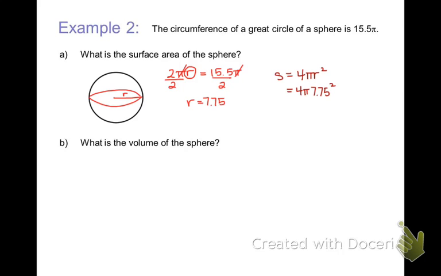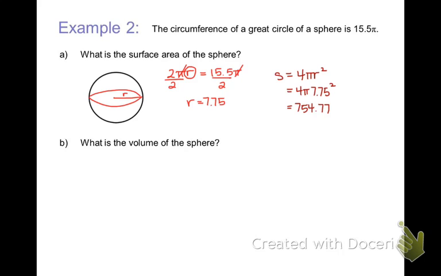So I'm going to use the pi button on my calculator. So I'm going to do 4 times second pi times 7.75 squared. And I'm going to get from that the surface area is about 754.77, about, rounded to the nearest hundredth. Any questions on how we did that?